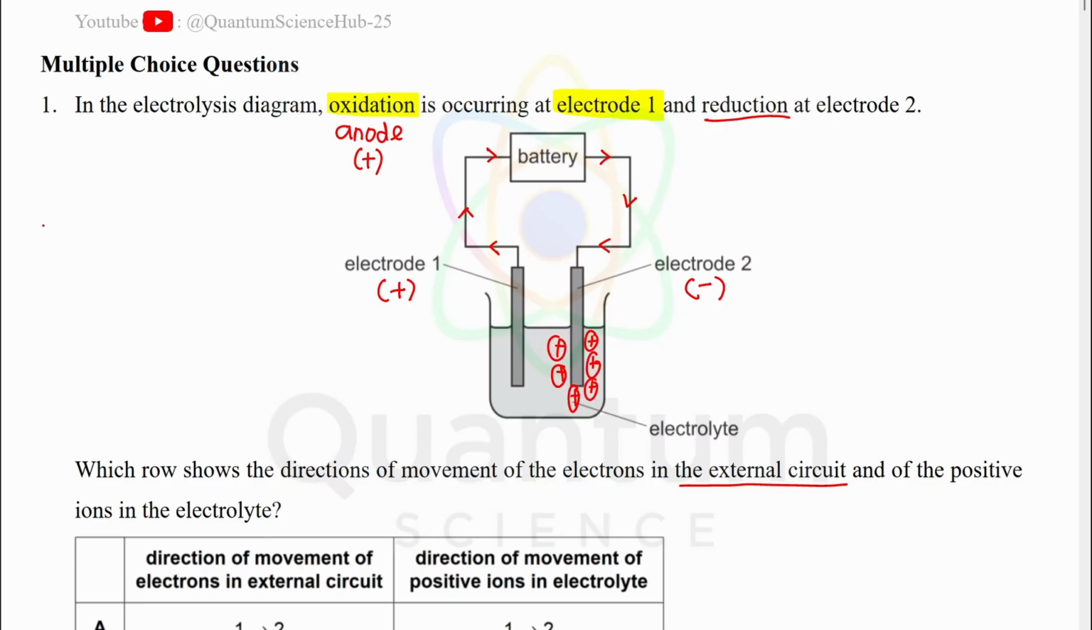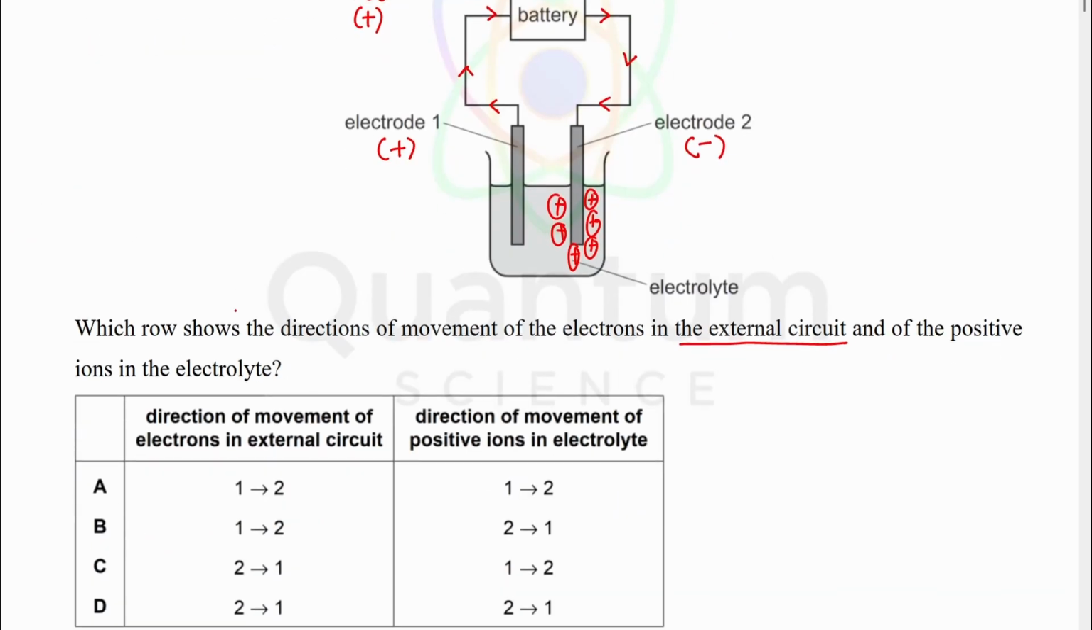Let's check the answer. So the direction of the movement of electrons in the external circuit moves from electrode 1 to electrode 2. Okay, so I'm going to lock my answer between A or B. And the direction of movement of the positive ions in the electrolyte also moves from 1 to 2, from this electrode to that electrode. Okay, so the correct answer here is A.